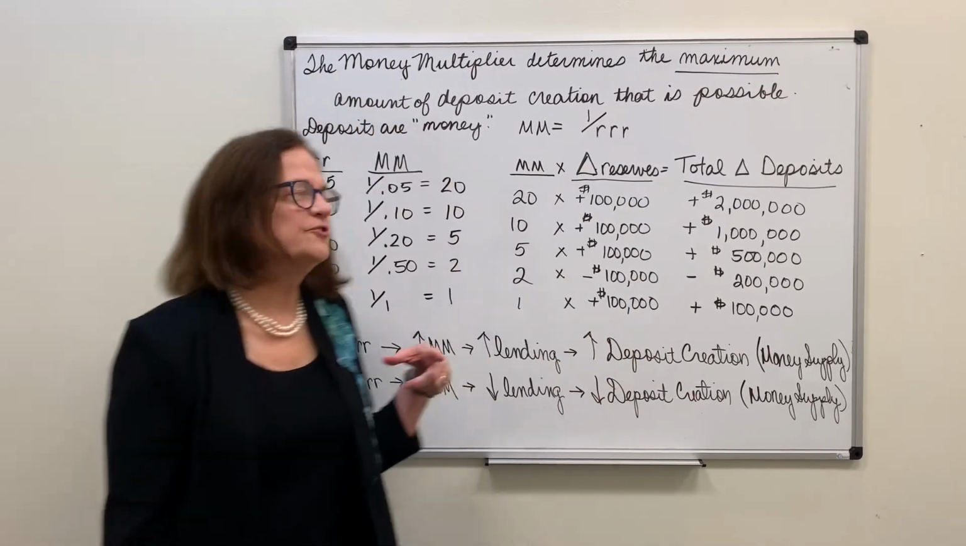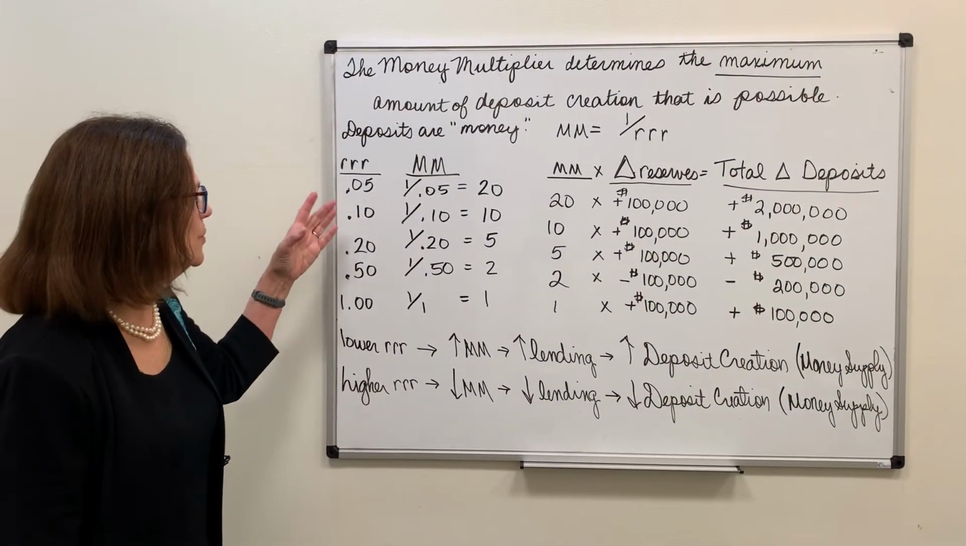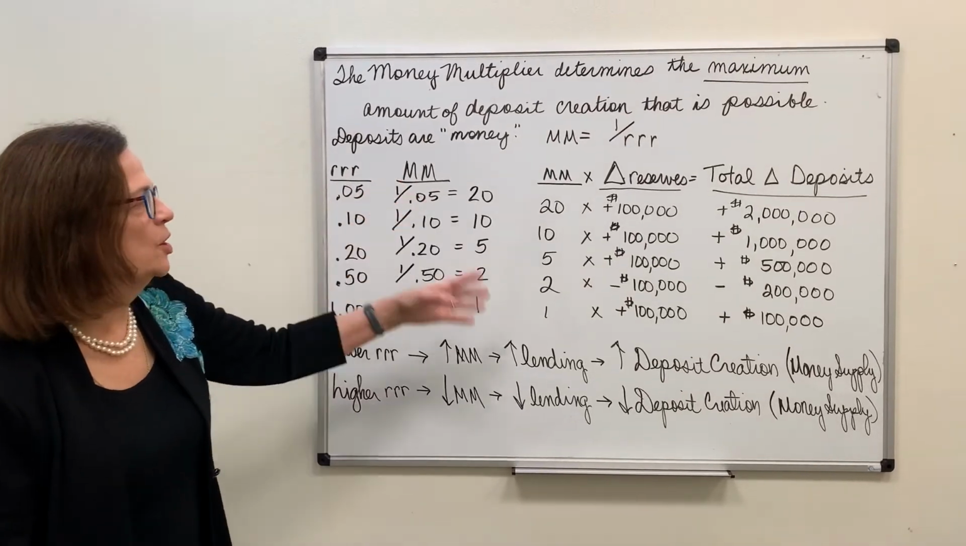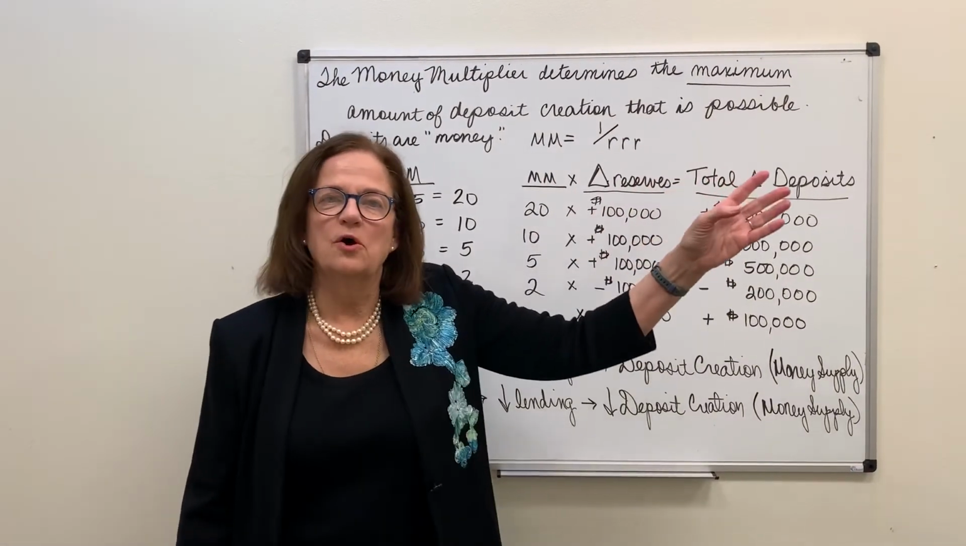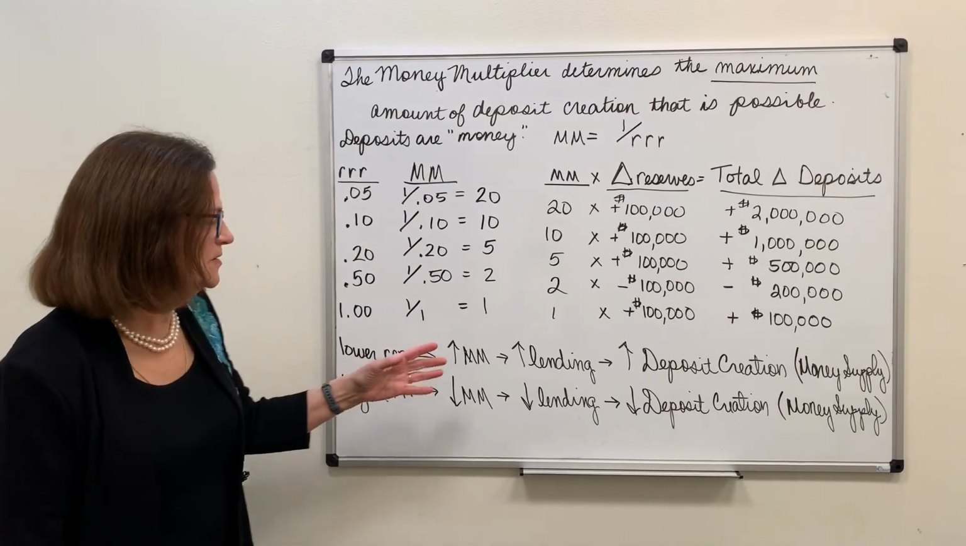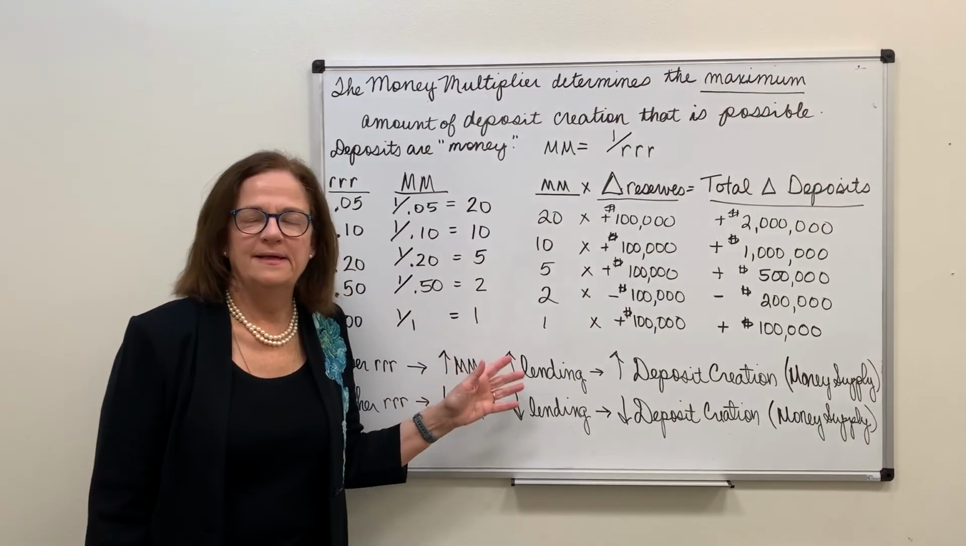It's important to understand how the required reserve ratio, the money multiplier, and total deposits are all related, and it's important to understand the role of bank lending.